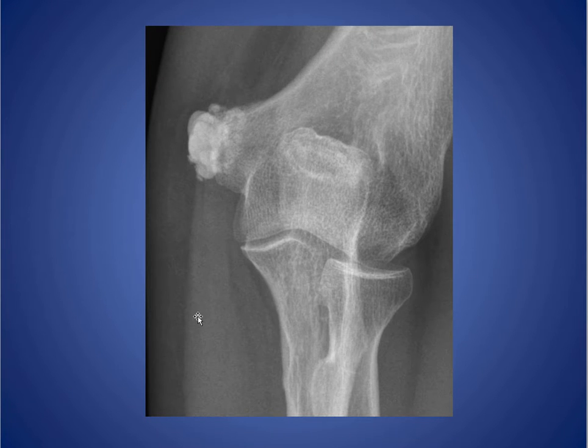Finally, calcific tendonitis can occur around the elbow tendons. We don't see it as commonly here as we do in places like the shoulder or adjacent to the greater trochanter in the femur, but this is the attachment for the common flexor tendon. You see these deposits of hydroxyapatite, calcium consistent with calcific tendonitis.